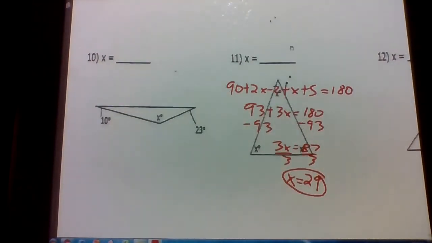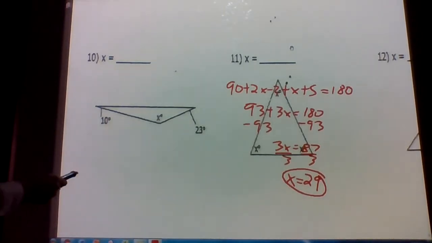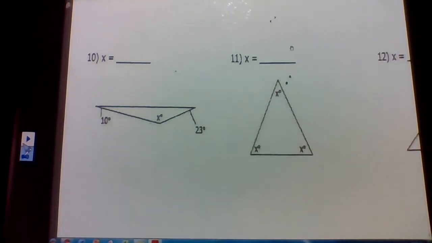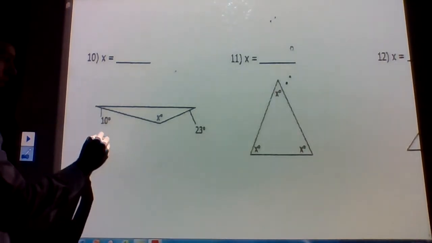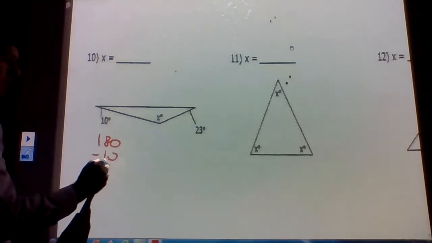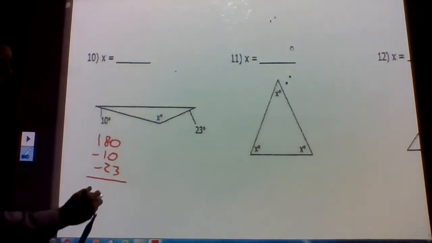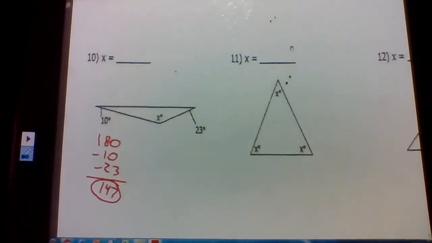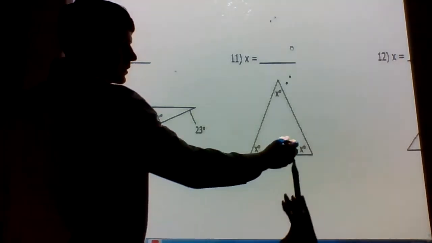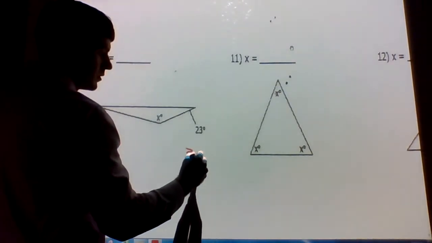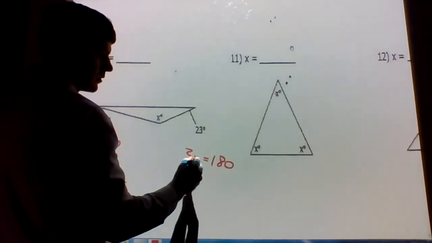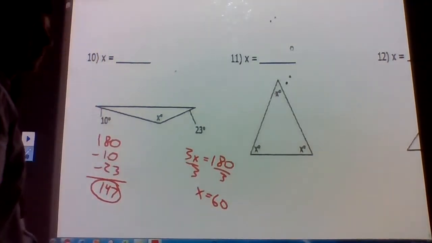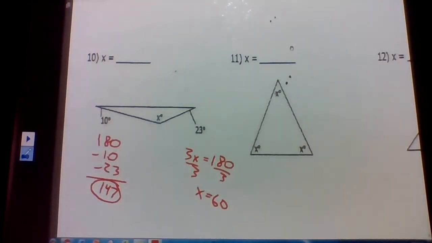Number 10 and 11 here. Okay. So we have, again, 180 minus 10 minus 23. It's going to give us 147. Right, so x is going to be 147. Okay, x plus x plus x is 3x, divided by 3, x is going to be 60. We have 60, 60, 60. That's going to be an equilateral triangle.